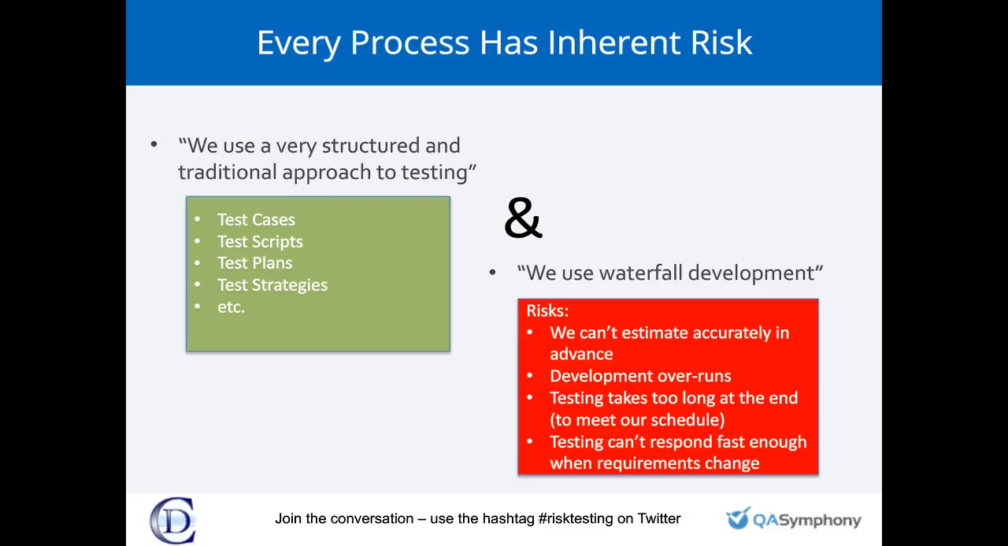You can't accurately estimate, although you're expected to. Development might overrun, your testing is going to overrun, but it's going to get squashed. You've created so much stuff, there's a high risk of waste. You can't change things fast enough because the requirements are going to change, and you've got so much stuff written that is cross-referenced back to everything else. Even though the processes fit together well, there's still risk.